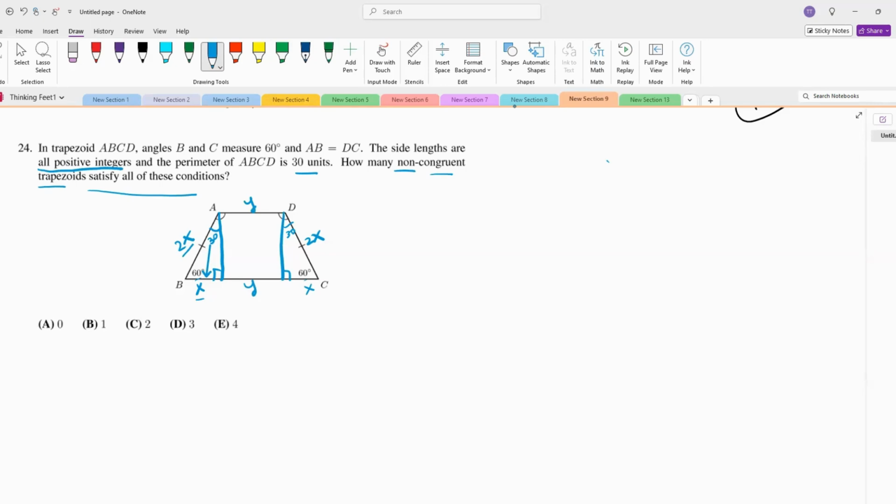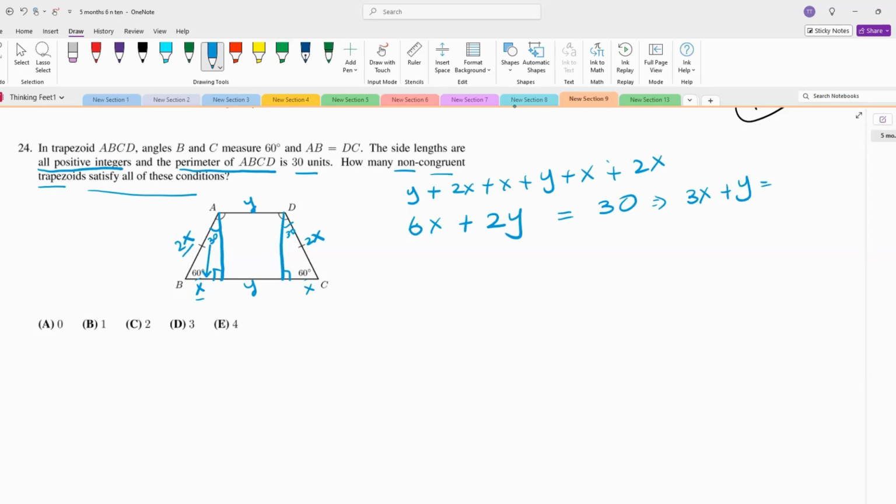And then I'm going to frame the equation for the perimeter, right? Perimeter of the trapezoid is y plus 2x plus x plus y. And I'm guessing you're not going to write all of these to figure it out. You can very quickly visually see that the perimeter is going to be 6x plus 2y, right? And that is equal to 30. Now I can divide by 2, and that gives me 3x plus y equals 15. Okay. Now this is one equation.